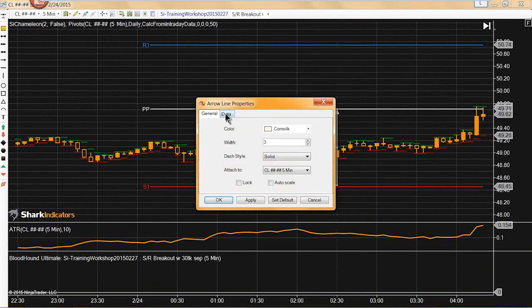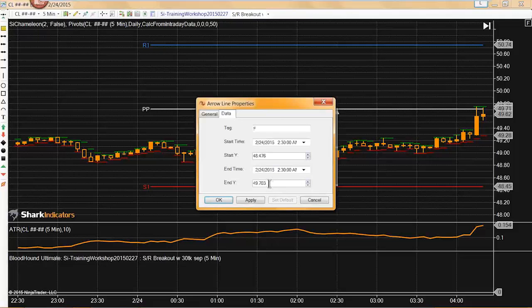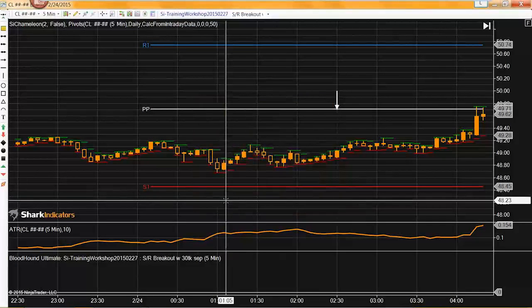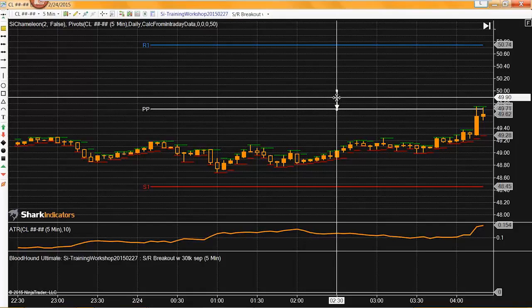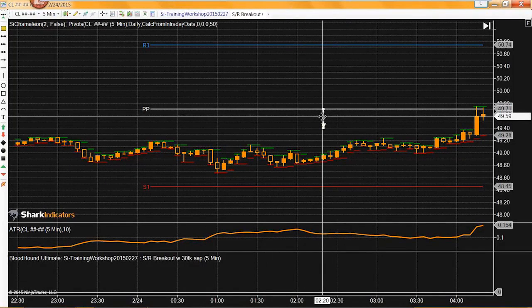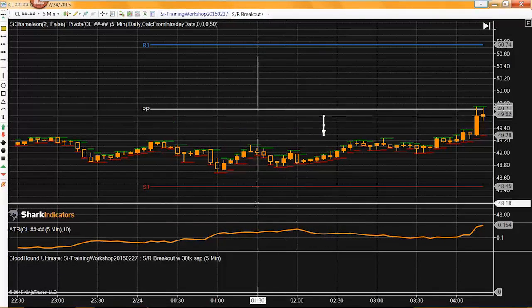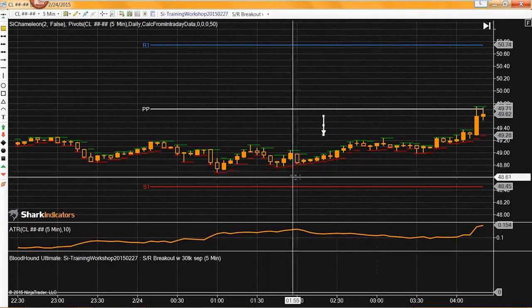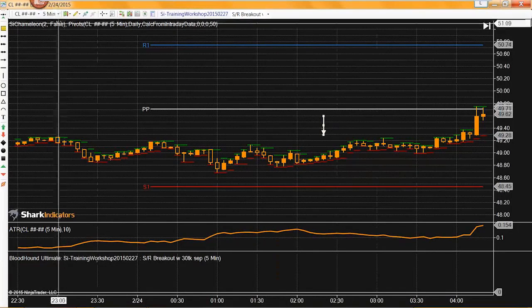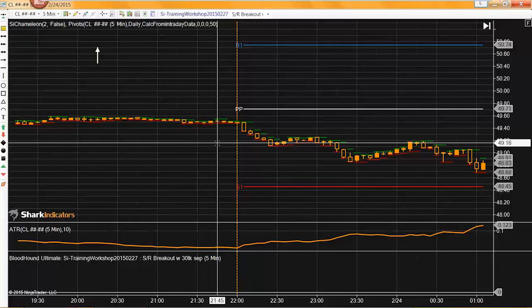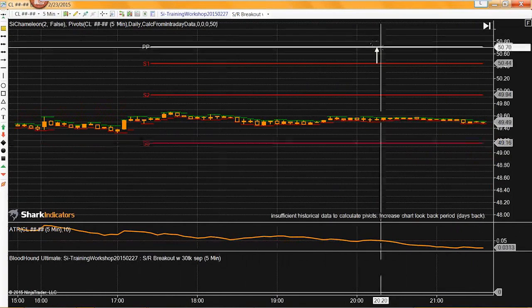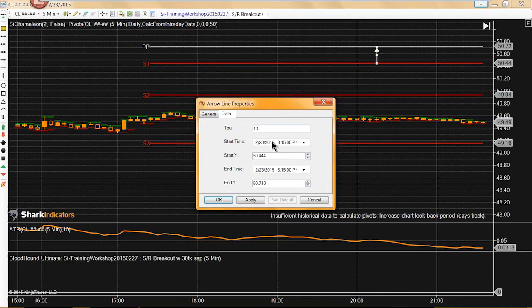Let's see, I'm going to set that arrow to a 30 tick arrow. Alright, so this arrow represents a distance of 30 ticks. So you can see that the PP line and the S1 line are definitely separated by more than 30 ticks on this day. So this is the 24th. So let's scroll back to this day here, and let me adjust that arrow length here.